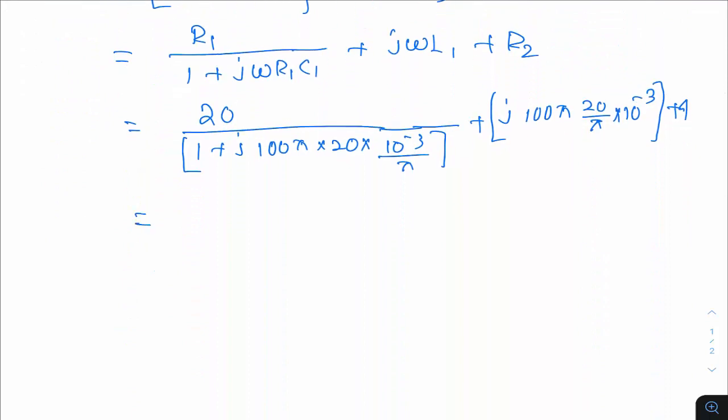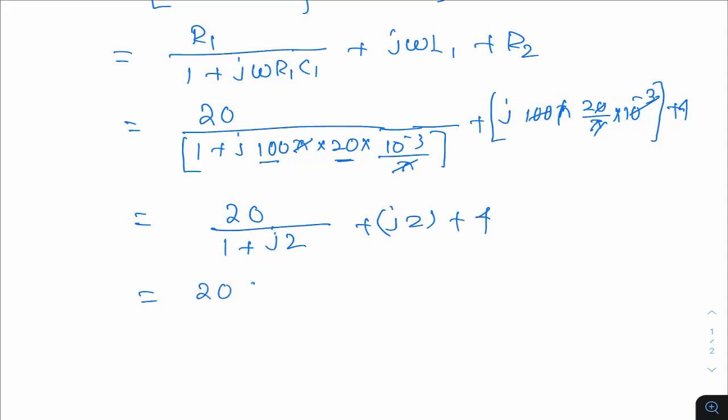If you simplify this, it is 20 divided by 1 plus, you can see this pi and this pi will be cancelled out, and here this is 100, 20 and 10 power minus 3. So you will get here j2 only. 10 power 3 and 10 power minus 3 cancel. This is 1 plus j2, and plus this is j, so again pi and pi cancel out, and the remaining terms simplify. This becomes simply j2, and then you have 4. So if you multiply by the conjugate, this is 20 into 1 minus j2 divided by 1 square plus 2 square, and this is 4 plus j2.